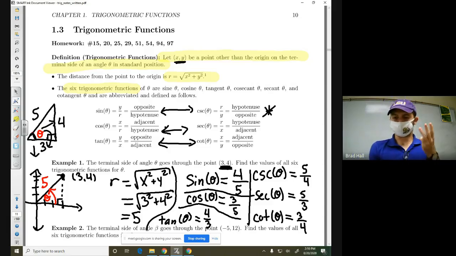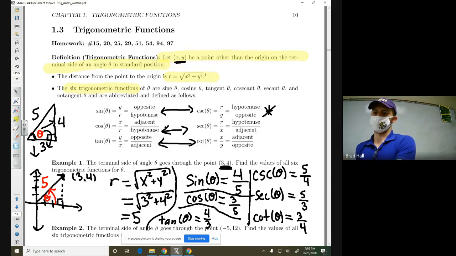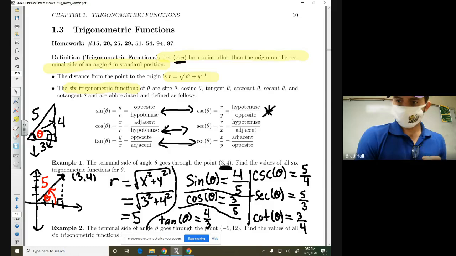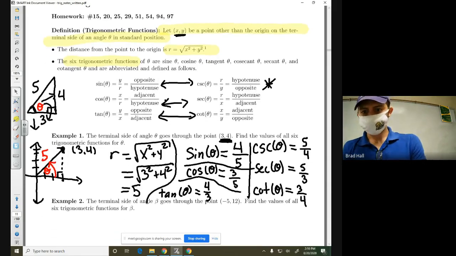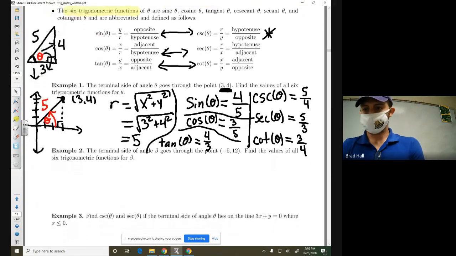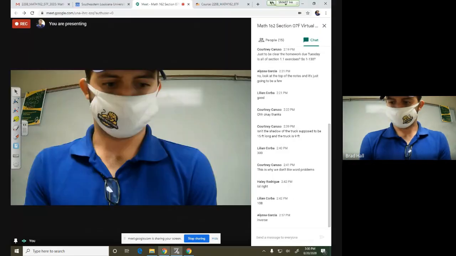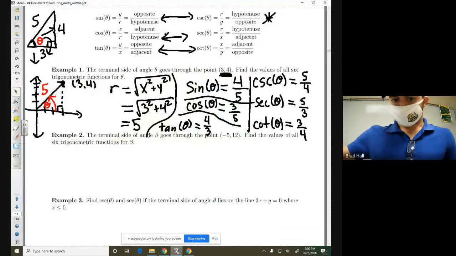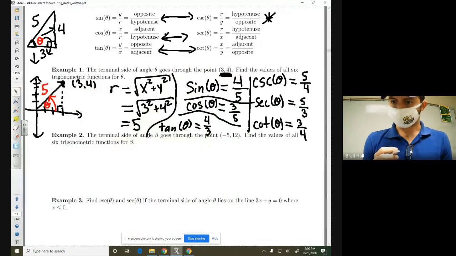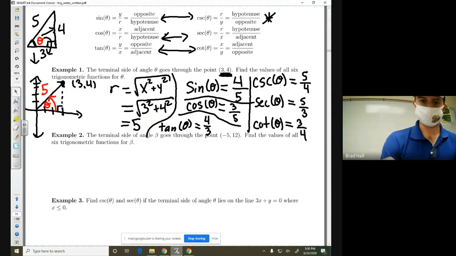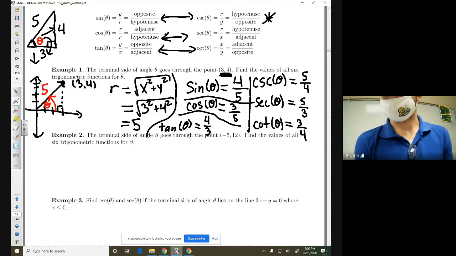If you find the first 3, the other 3 are really easy to find, especially because I do not make you rationalize the denominator in this class. If you don't know what that means, you'll find out later, but I don't make you do that. Okay, so let's go down to example 2 here. That answers example 1, in-class people, good so far. Okay, cool. So example 2, the terminal side, so it's the same problem, different point. Let's see how much that changes things.